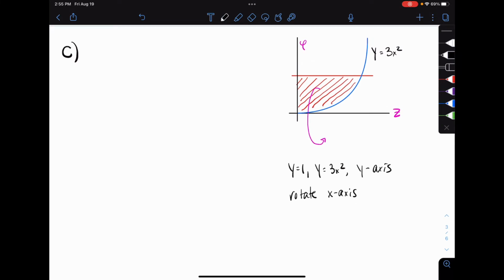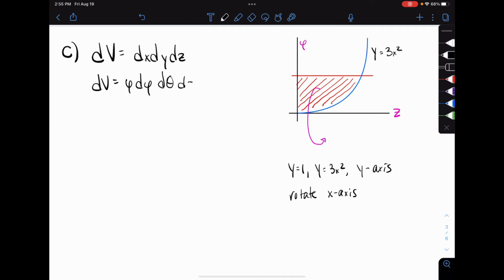So the first thing we're going to do is figure out what we're going to use for our differential. And this is where things get a little bit more complicated, but not too bad at all. A volume differential is, again, you can probably intuit this: length times width times height, that's the volume, but it's not the easiest way to solve this problem. The volume differential for cylindrical coordinates is going to be rho d rho d theta dz.